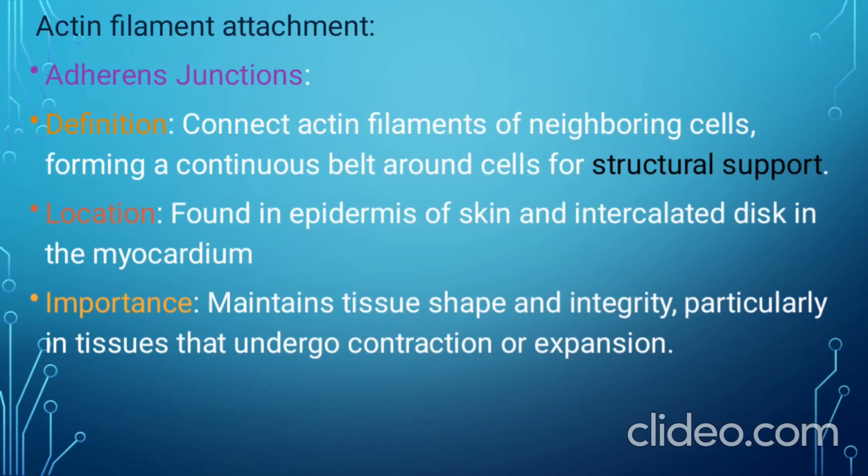Next, we'll be talking about actin filament attachments. That's adherens junction. The adherens junction connects the actin filament of neighboring cells together. Just like desmosome, it is a cell-to-cell connection, and it forms a continuous belt around the cell for structural support. You can find it in the epidermis of the skin and also the intercalated disc of the myocardium. The importance of adherens junction is that it maintains tissue shape and integrity, particularly in tissues that undergo contraction and expansion. The heart does that, it undergoes contraction and expansion.